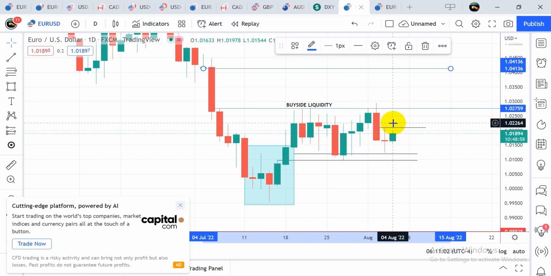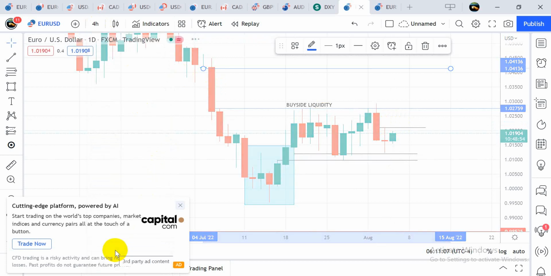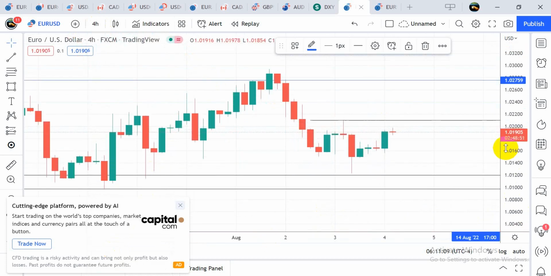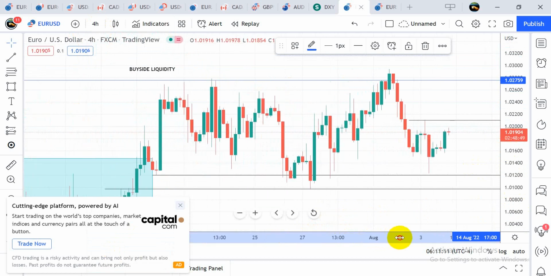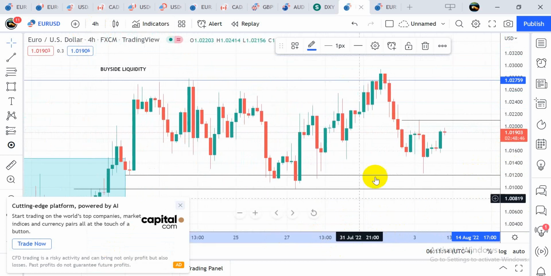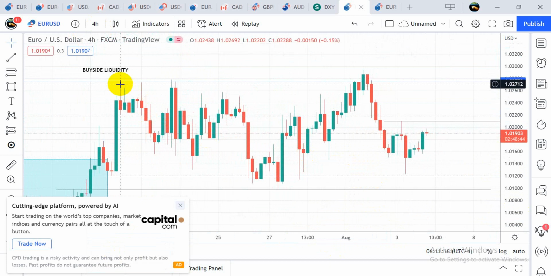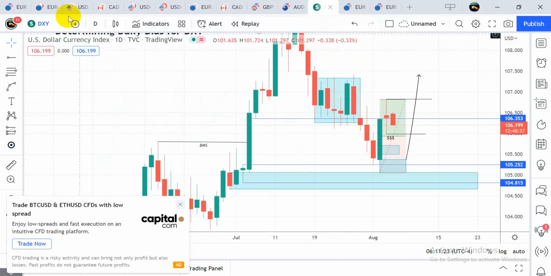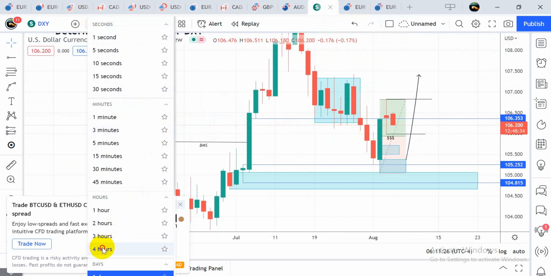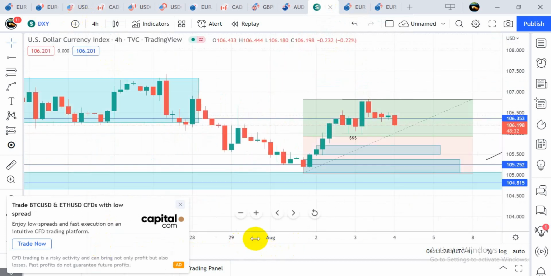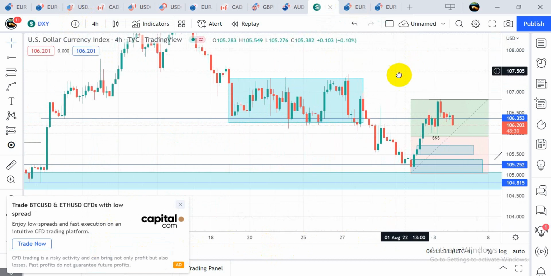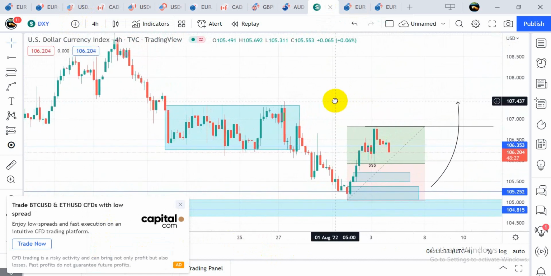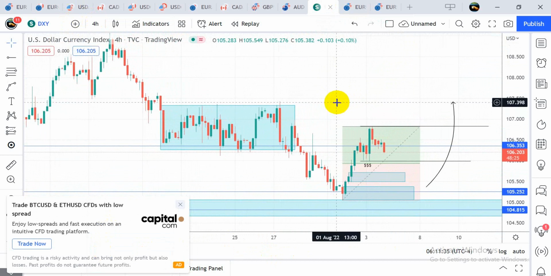In Euro USD. So now let us scale down to the 4-hour time frame and see what we have there. For Euro USD, you can see this is some sort of accumulation, manipulation to the upside, and I expect distribution. In DXY, I think we had something similar there. That is what is going to frame your idea. Your narrative is what is going to give you a clear expectation.